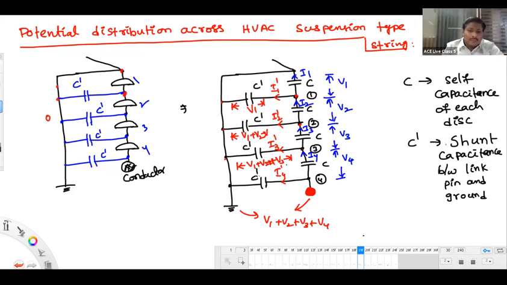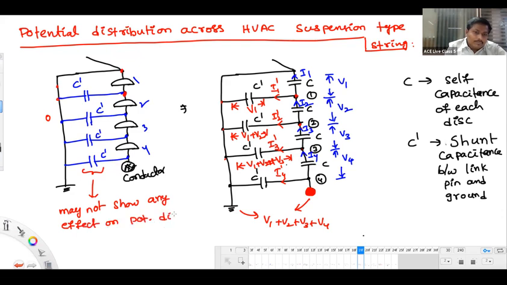All of you getting why we are not considering the last one? This last capacitor may not show any effect on potential distribution across the string.